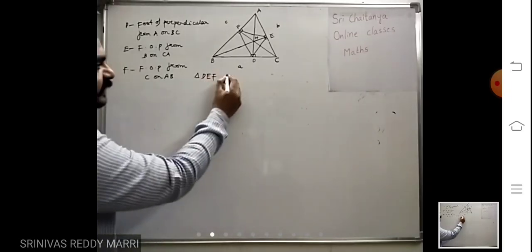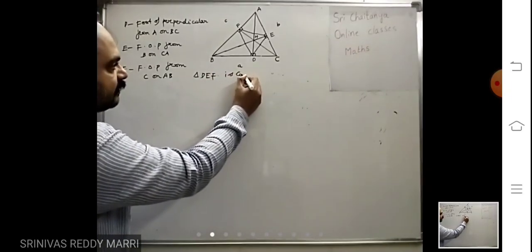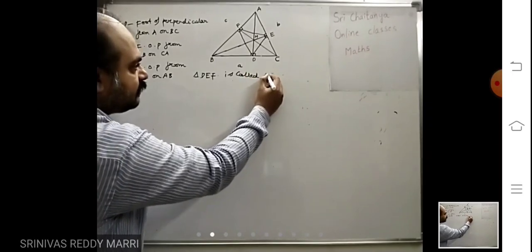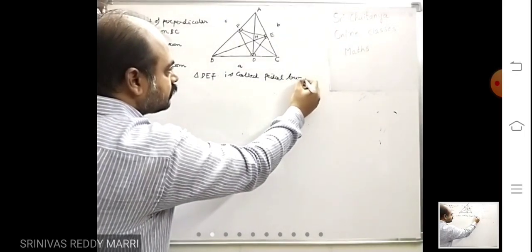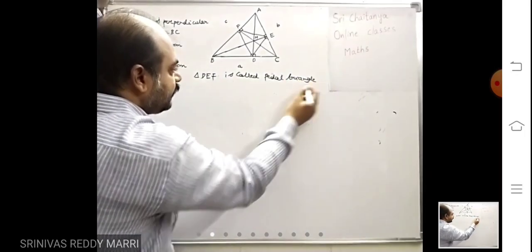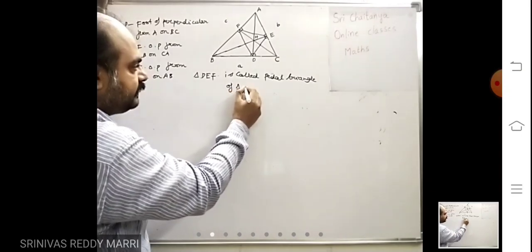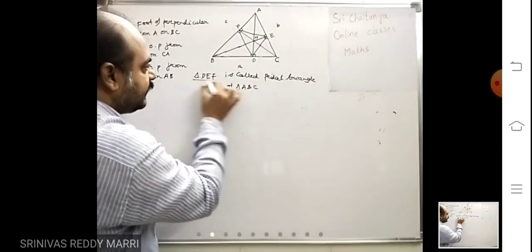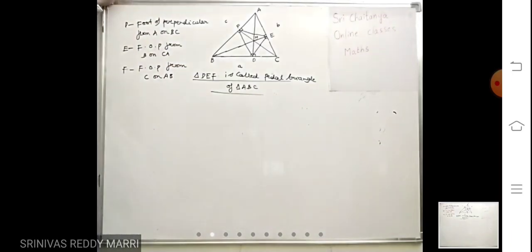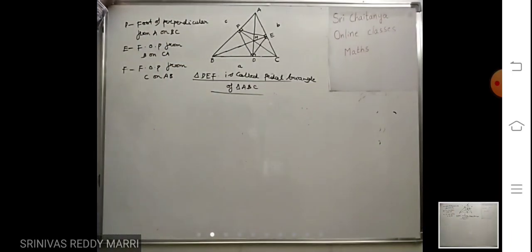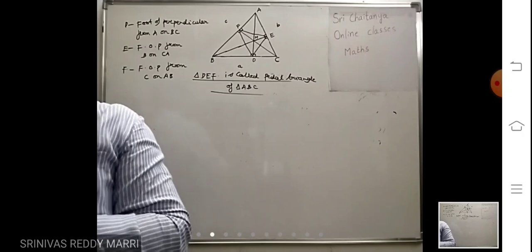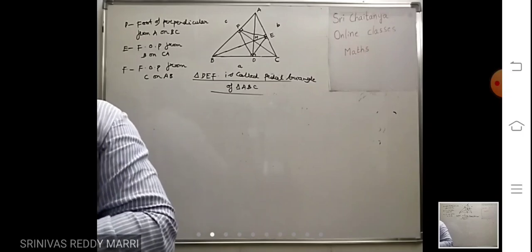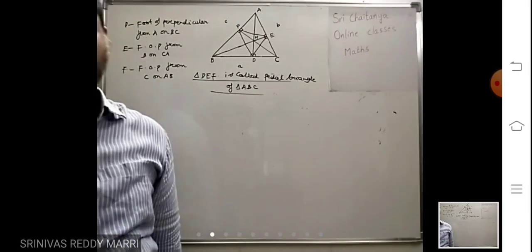This triangle DEF is called pedal triangle of triangle ABC. This has one name. That means if you join the foot of perpendiculars and form a triangle, then it is called pedal triangle of triangle ABC. That has one name.